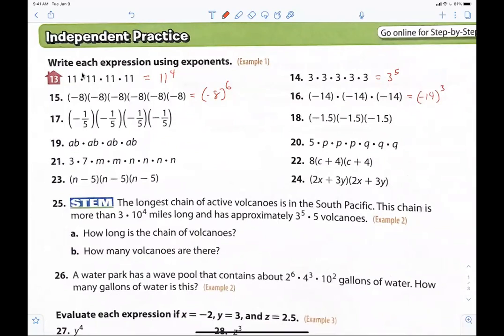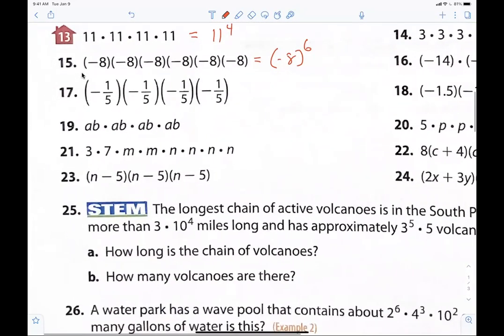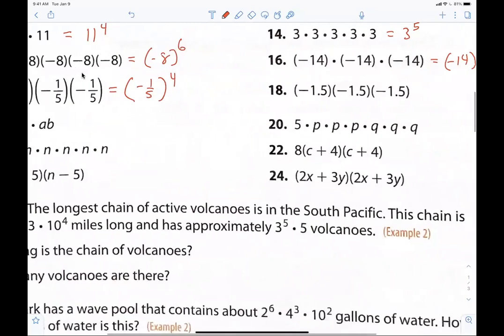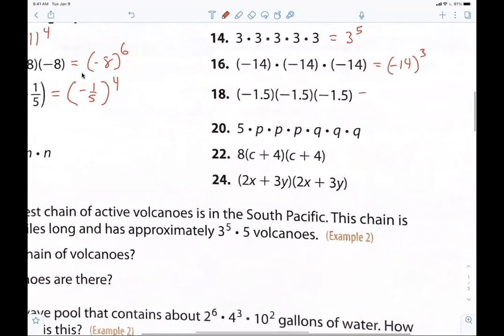What's the matter? Never mind. You good? Okay, Aiden, you're on 17. That's negative 1/5 to the 4th power. Good job. All right, and go ahead, do 18.